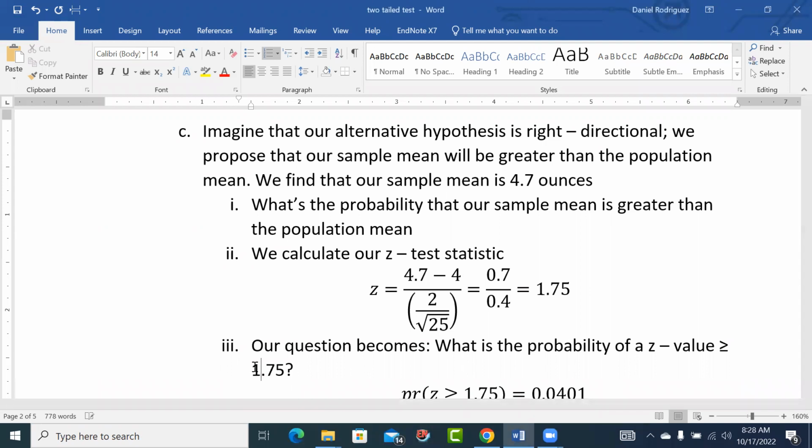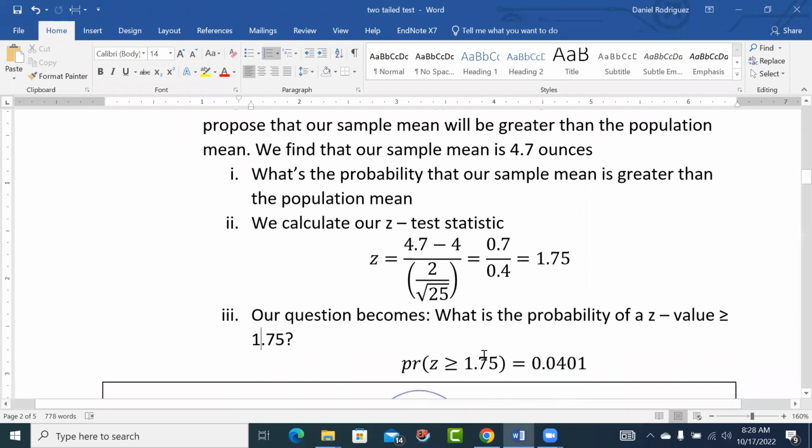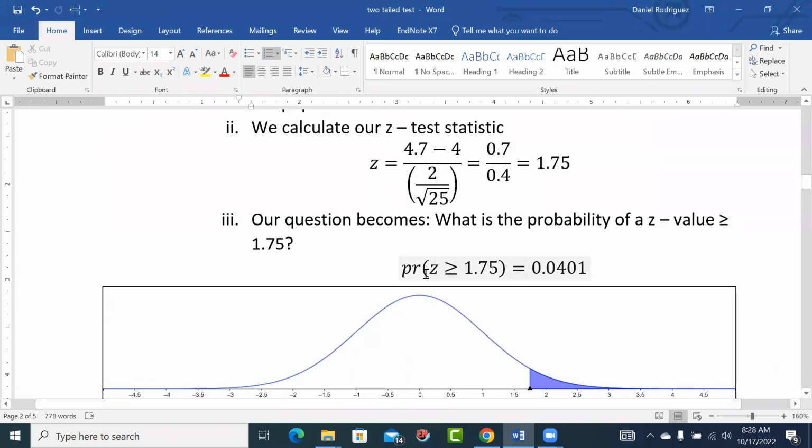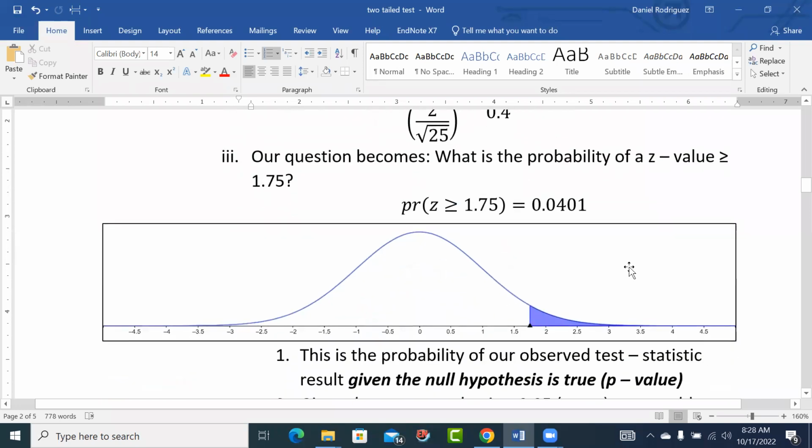Our question is, what is the probability that our z value is greater than or equal to 1.75? And again, this is a right tail test, directional in the right direction because this is positive. I used a calculator and found this to be 0.0401. And this represents the right tail of this distribution.